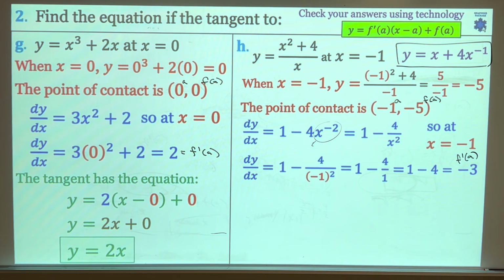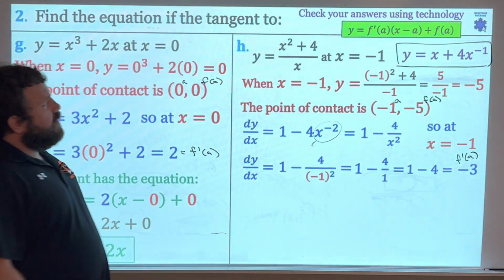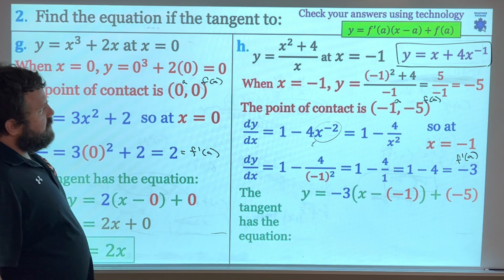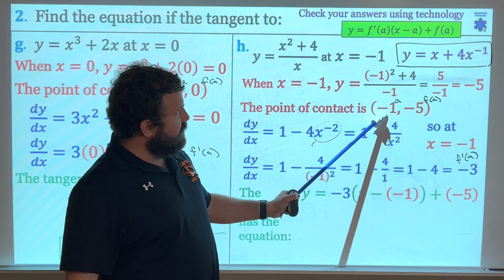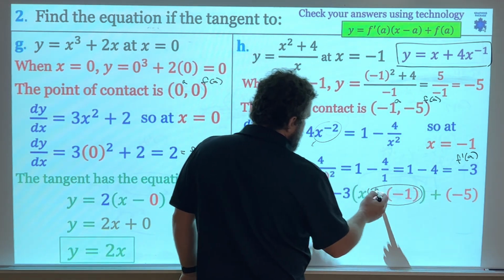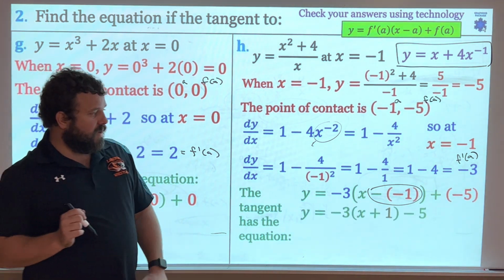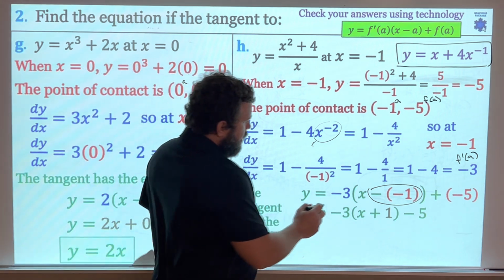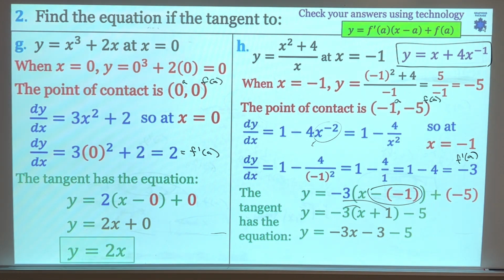Pretty simple. We're going to plug a, b, and c into there. So y equals negative 3 times x minus negative 1 plus negative 5. Minus a negative 1, negative 3 times x plus 1, minus 5. Distribute the negative 3. Negative 3x minus 3 minus 5. Negative 3x minus 8. Okay.